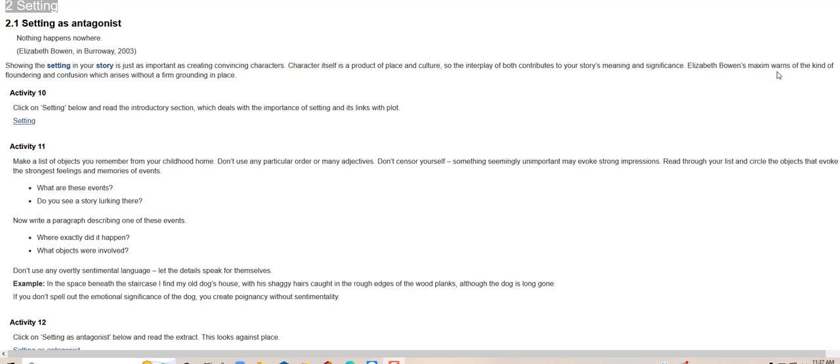Elizabeth Bowen's maxim warns of the kind of floundering and conclusion which arises without a firm grounding in place. In other words, if you write a story that does not have a firm setting and place, then your story will flounder. So here are some examples.